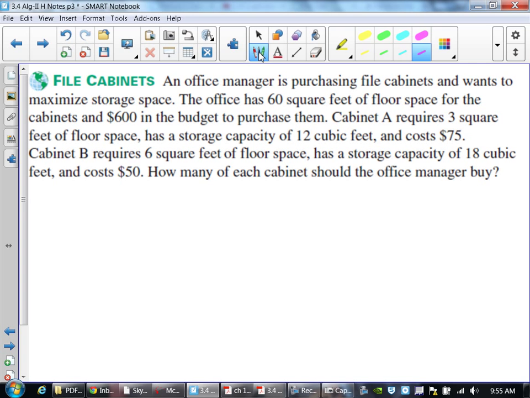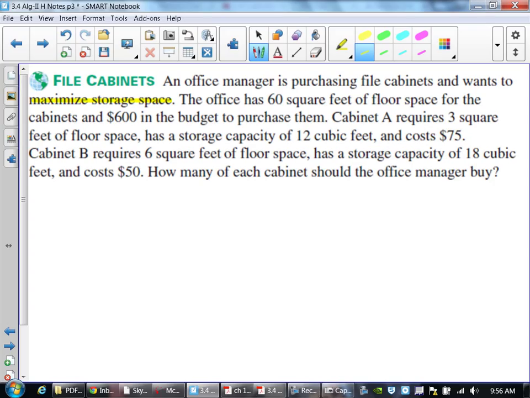We want to maximize storage space. So everywhere in this problem that talks about storage space is what I'm going to use for my objective function. So the office has a total of 60 square feet of floor space for the cabinets and $600 in the budget. So you know right away you have two constraints: money and floor space.